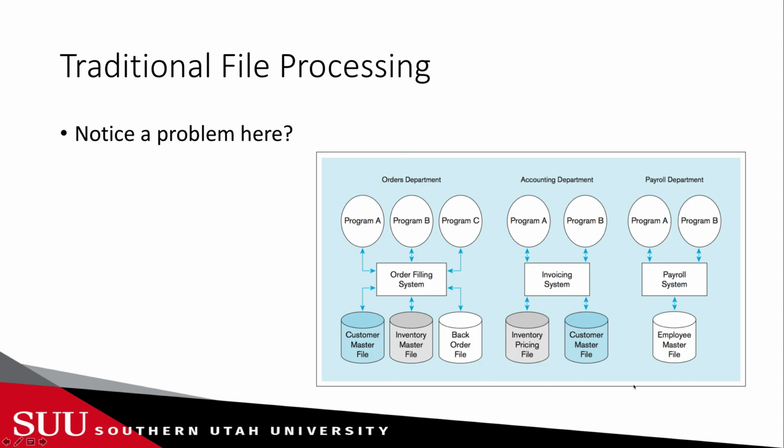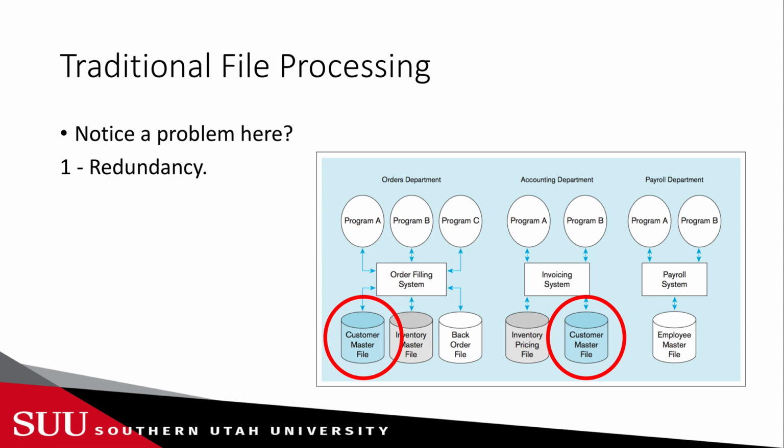Now let's talk about traditional file processing systems right here. Let's look at this figure. Do we notice any problem in here? So we have the orders department having their own system, accounting department having their own system, payroll having their own system, and those are applications that are going to interact with some kind of system that is going to pull from those, let's say, spreadsheets. Now, if we look closely at the places where we are pulling the data from, we notice some kind of redundancy here.